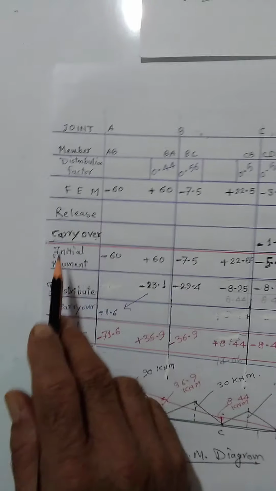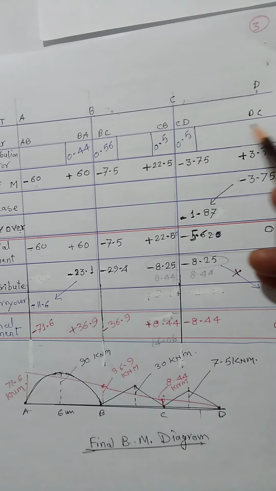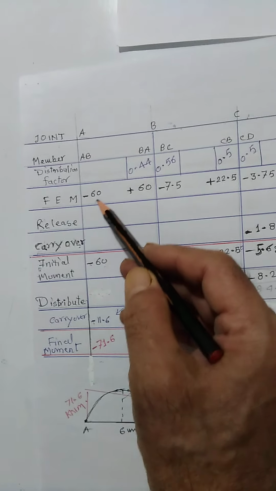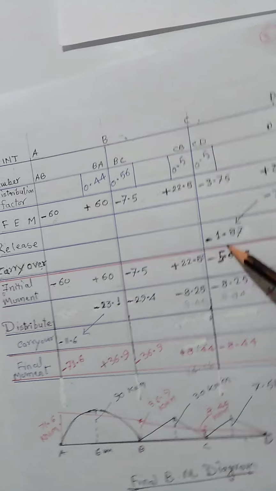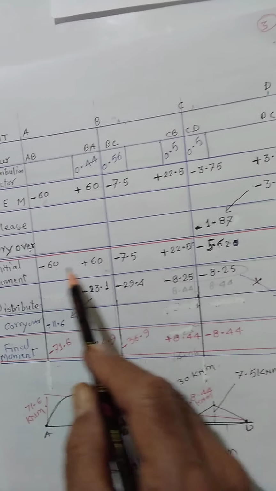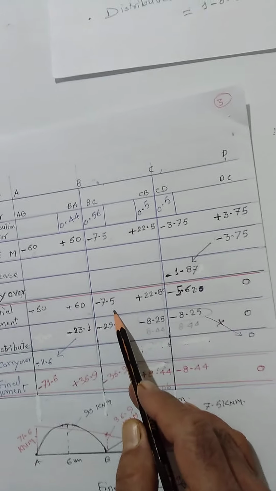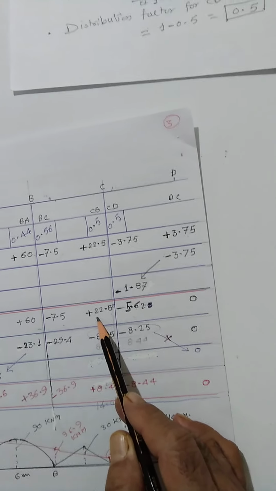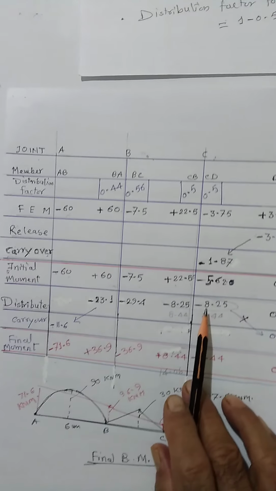Now, after the carryover of this support has been carried out, bring it down over here, bring it down over here, and add all of them, and this will be your initial moment. This will be your initial moment of minus 60, plus 60, minus 7.5, plus 22.8, minus 5.6 and 0.